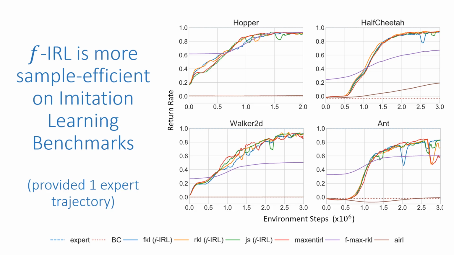We now test f-IRL on standard MuJoCo imitation learning benchmarks. We compare f-IRL with several baselines on 4 environments with only one expert trajectory. We see that in all environments, f-IRL is more sample efficient than prior imitation learning and inverse RL methods in terms of environment interaction steps. We also see that f-IRL can recover a policy whose performance is very close to the expert.